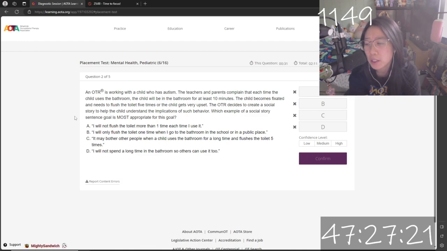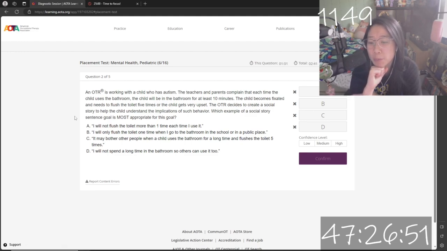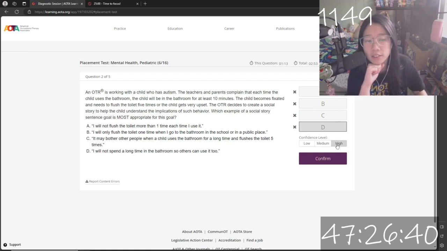I will not flush the toilet more than once. I will only flush one time when I go. Wait, it may bother other people when a child uses the bathroom for a long time and flushes the toilet 5 times. Not A. It doesn't help him understand the implications of his behavior. I think D is good. I like D. Confidence levels kind of high on this one.